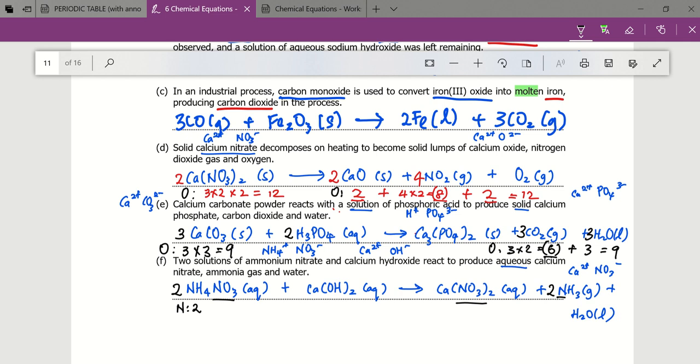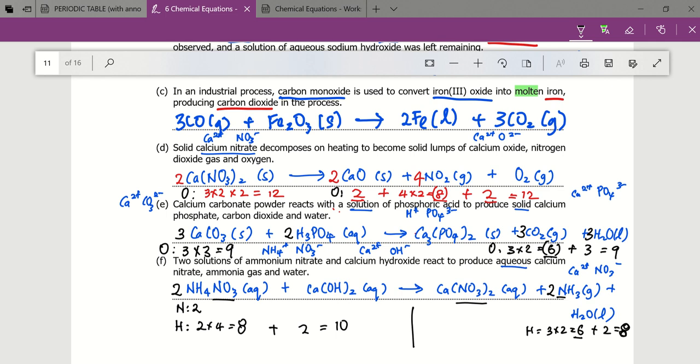So let us take a look at hydrogen next. For hydrogen, I have 2 times 4, which gives me 8. And over here, from calcium hydroxide, I have 2. So I have a total of 10 hydrogen. On the right hand side, I get hydrogen from ammonia and from water. So I have 3 times 2, which gives me 6, plus another 2, which means I have 8. So the number of hydrogen is not balanced.